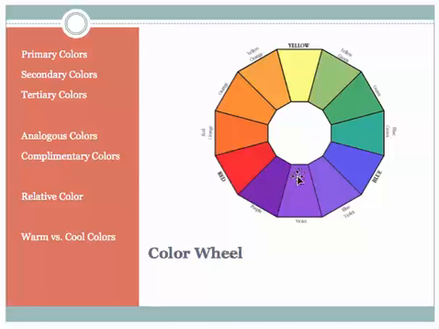Warm colors typically are over on this side of the color wheel, cool colors over on this side of the color wheel here. Right? So think of an image that has lots of blues and greens.